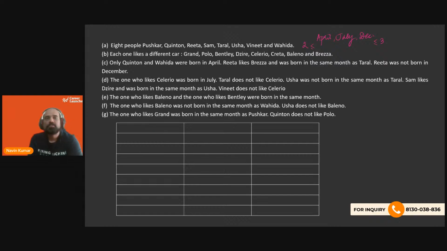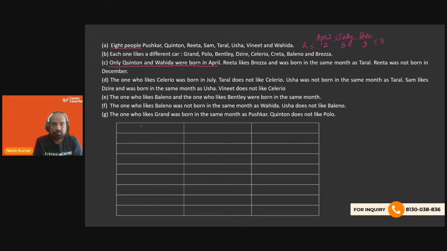So we have got people, month, and then we have got car types. We know that we have at least two people and at most three people. And then we have a statement which says only Q and W were born in April. So there are exactly two people who were born in April, three in July, and three in December, because there are a total of eight people, right?